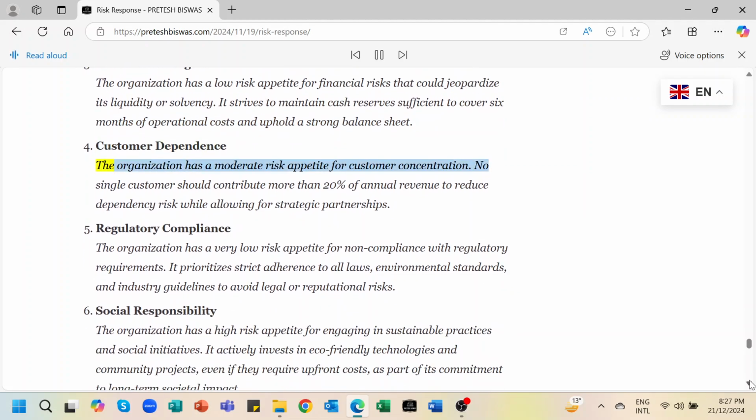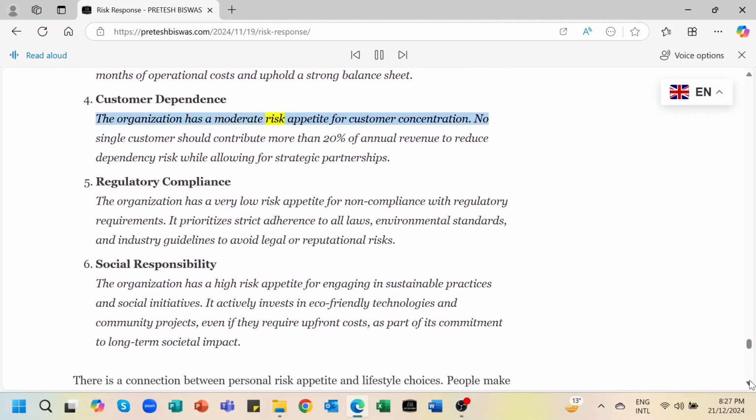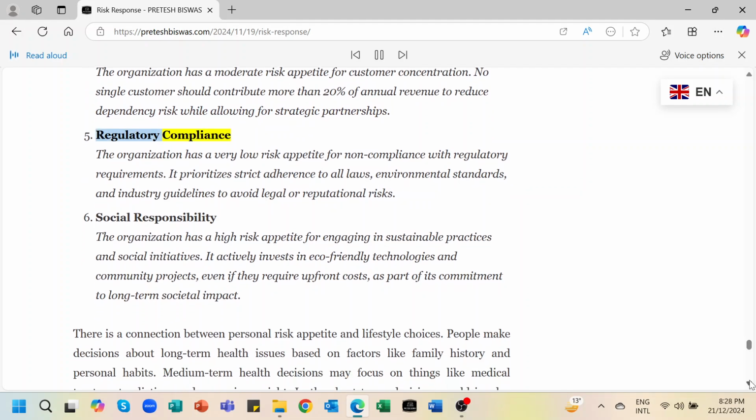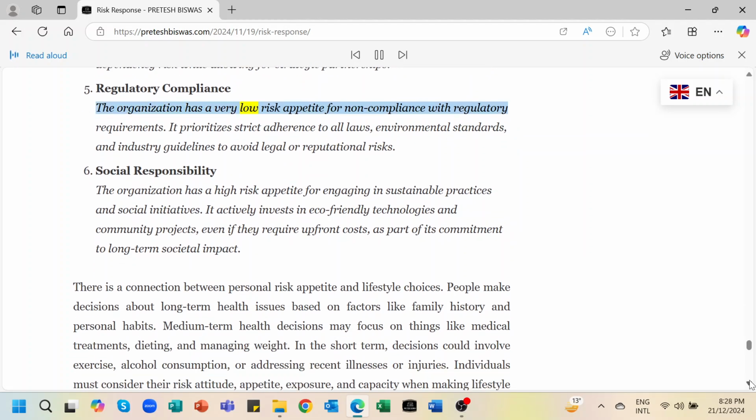Customer dependence. The organization has a moderate risk appetite for customer concentration. No single customer should contribute more than 20% of annual revenue to reduce dependency risk while allowing for strategic partnerships. Regulatory compliance. The organization has a very low risk appetite for noncompliance with regulatory requirements. It prioritizes strict adherence to all laws, environmental standards, and industry guidelines to avoid legal or reputational risks.